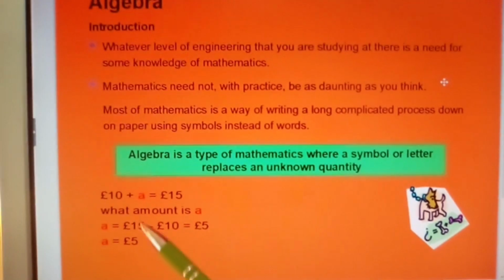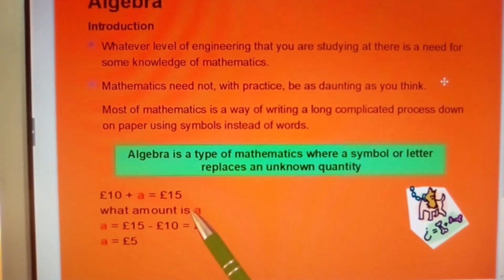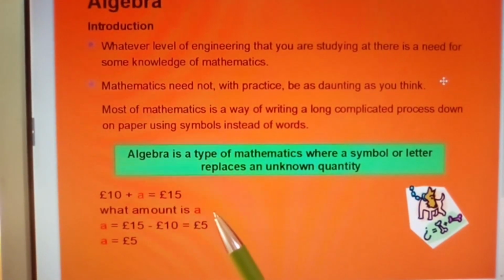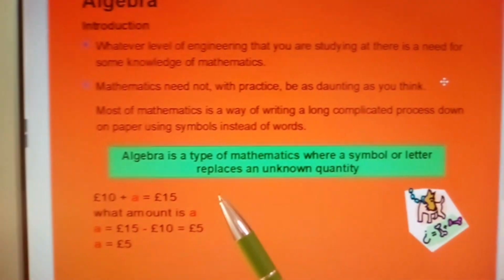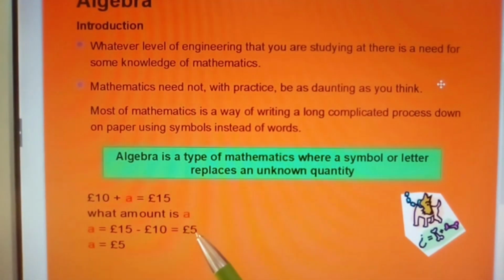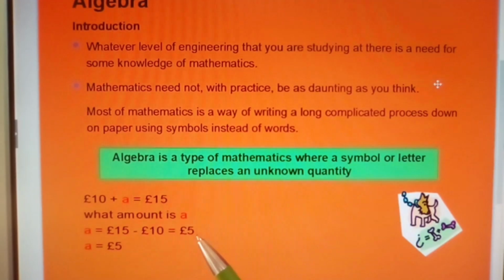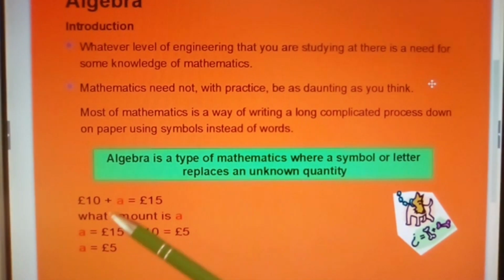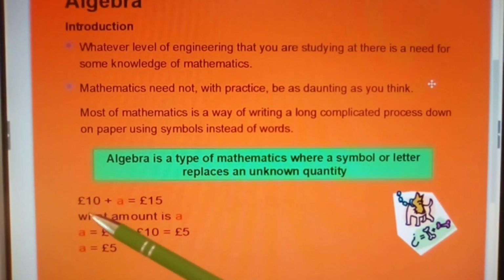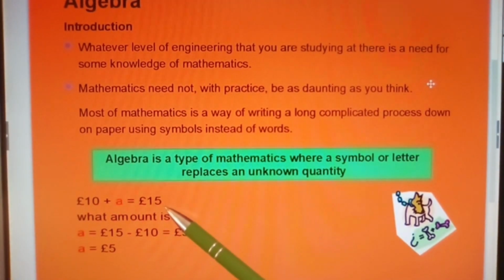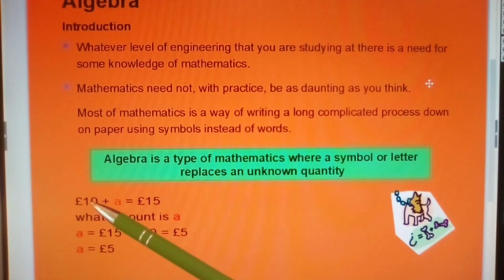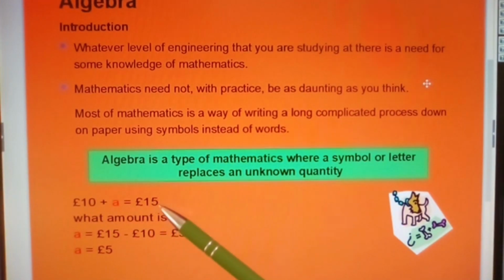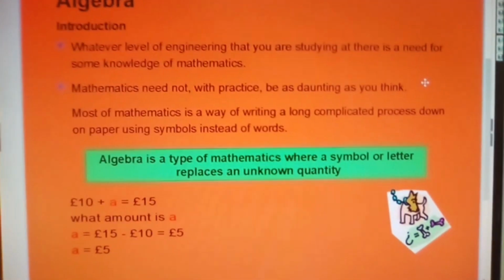Now, £10 plus A equals £15. The question we have here: what is the amount of A? We need to look at this from the perspective that we have been given £10. We know the total is £15. So we need to subtract what we have from the total. Therefore, we'll be left with 5. Therefore, A equals £5.